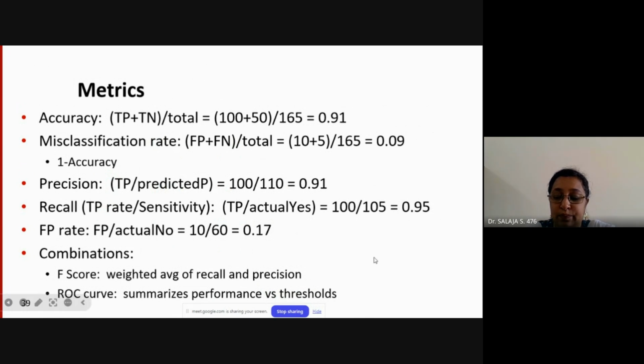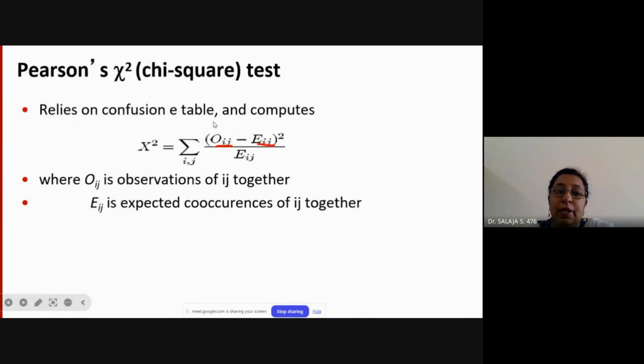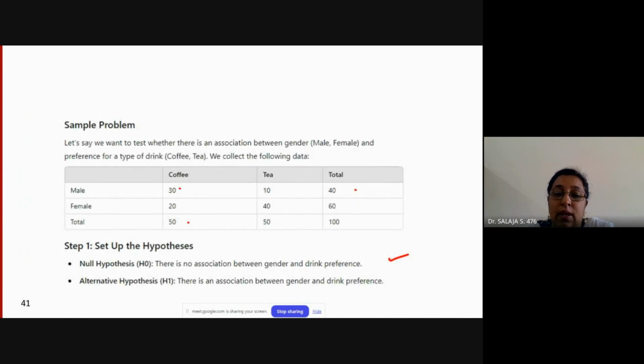Here we have Pearson's chi-square test, which is based on the observations in terms of the expected occurrences. Now we'll take a small problem where we'll see how gender, male or female, is associated with the preference for drinking coffee or tea. Here you have a null hypothesis which says there is no association, and then there is an alternative hypothesis which says there is a gender drink preference.